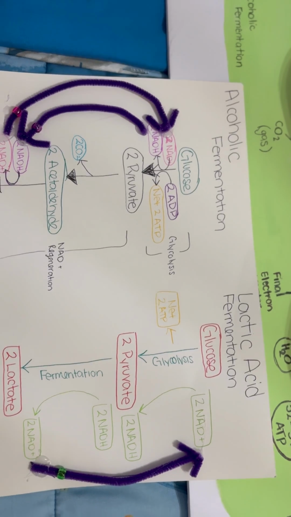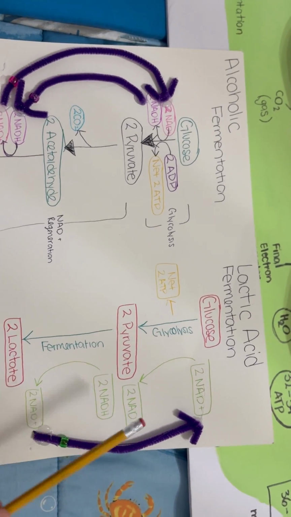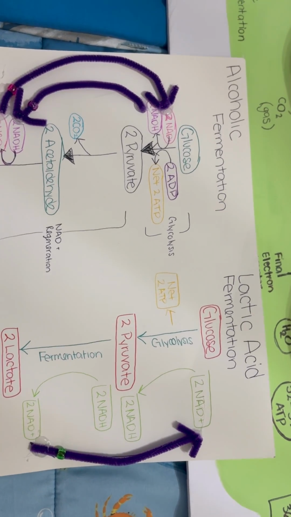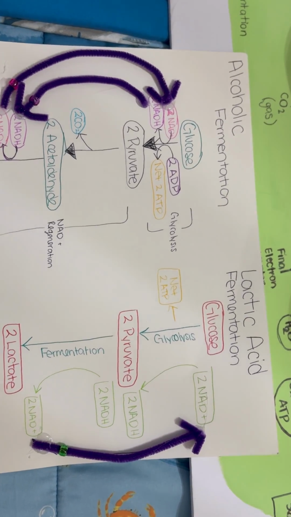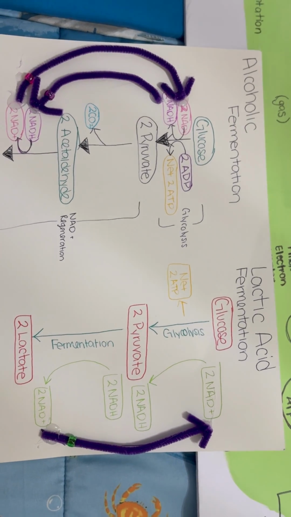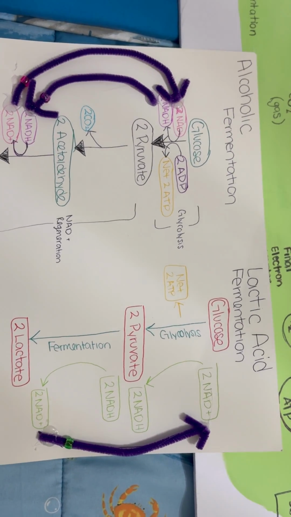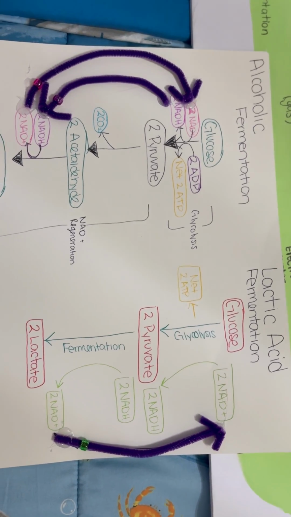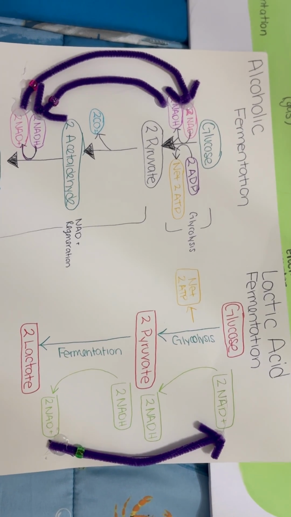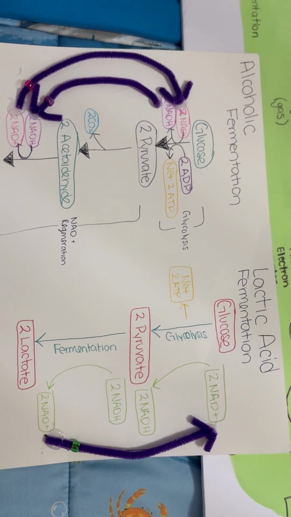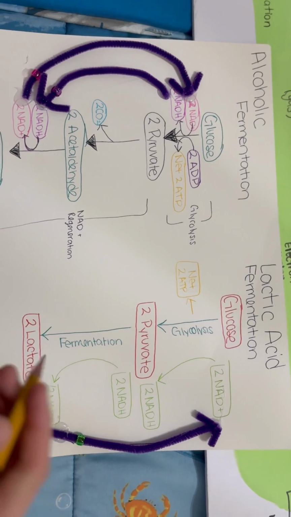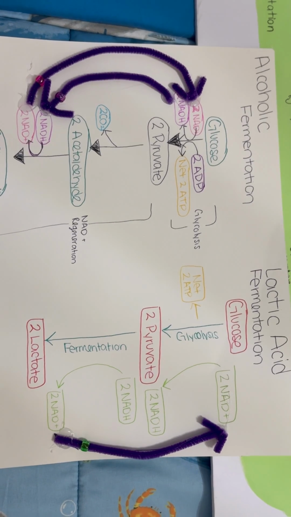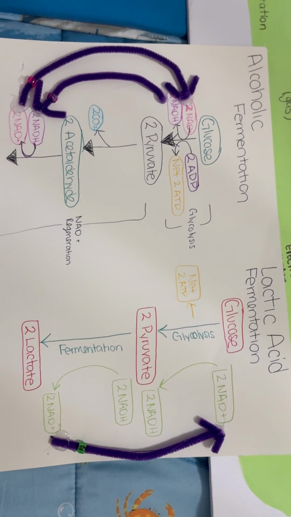In contrast, lactic acid fermentation, which occurs in muscle cells and certain bacteria, skips the CO2 step. NADH transfers its electrons and hydrogens directly to pyruvate, regenerating NAD+ and producing lactate. Both pathways allow glycolysis to continue by recycling NAD+, which can be used to oxidize more glucose to pyruvate, but they result in different end products: ethanol and CO2 in alcoholic fermentation, and lactic acid in lactic acid fermentation.